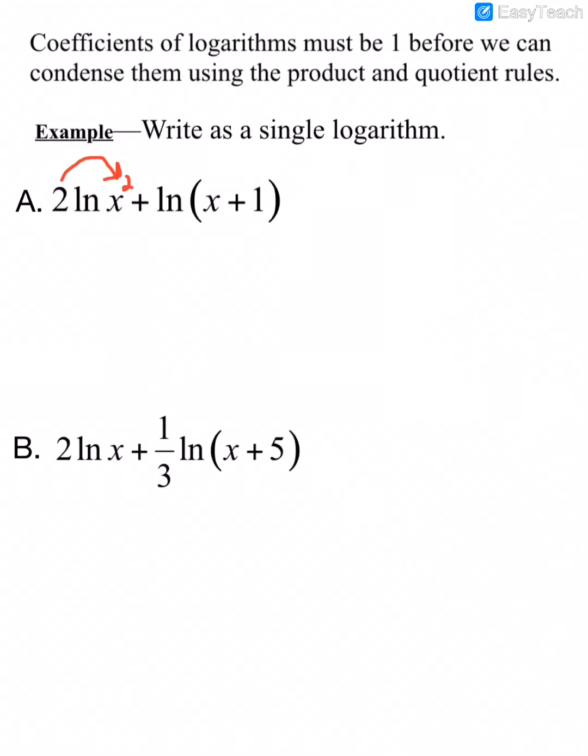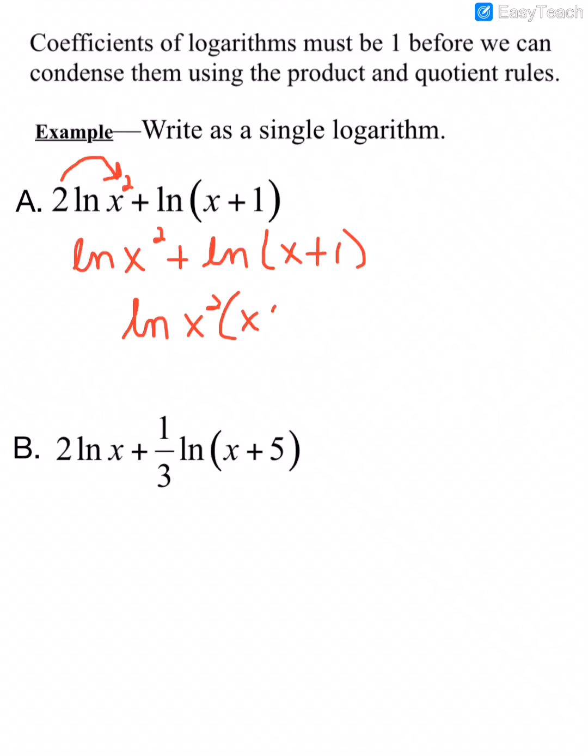So this 2 ln of x changes to ln of x squared plus ln of x plus 1. Okay, so now to put these two together, they're being added, so we're going to put them together using multiplication, and we have ln of x squared times x plus 1. Okay, so I would write it like this. I would put brackets or parentheses around that whole argument to show that all of that is the argument of the logarithm or the natural log.